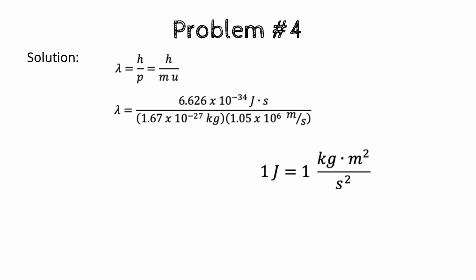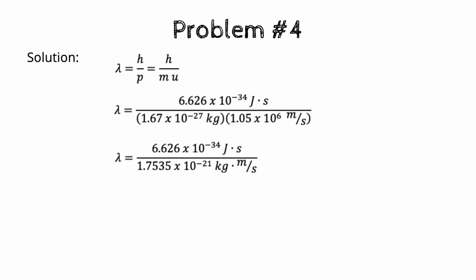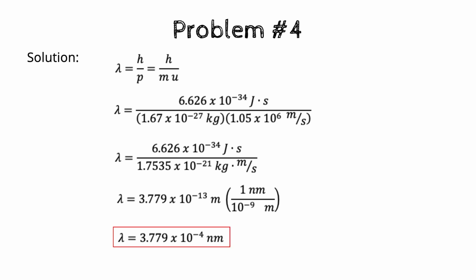1 joule is equivalent to 1 kilogram m squared over s squared. Cancelling the units, we are only left with meter. The wavelength is now 3.779 times 10 to the negative 13 meter. We place the conversion factor of nanometer. 1 nanometer is equivalent to 10 to the negative 9 meter. So the de Broglie wavelength of the proton is 3.779 times 10 to the negative 4 nanometer.